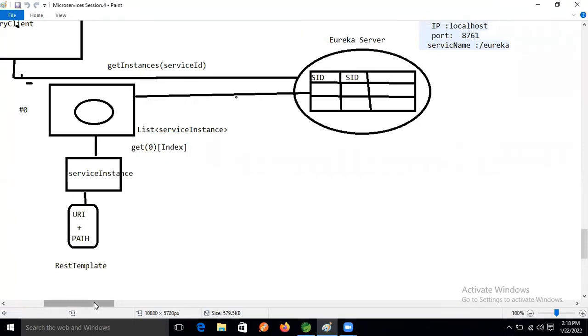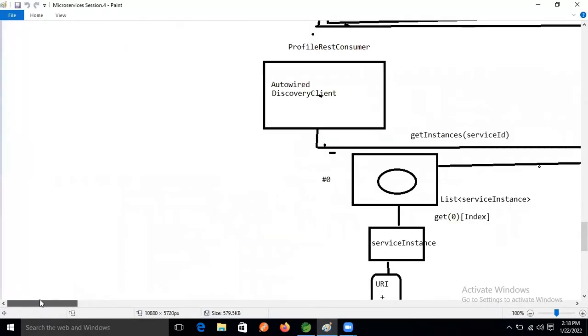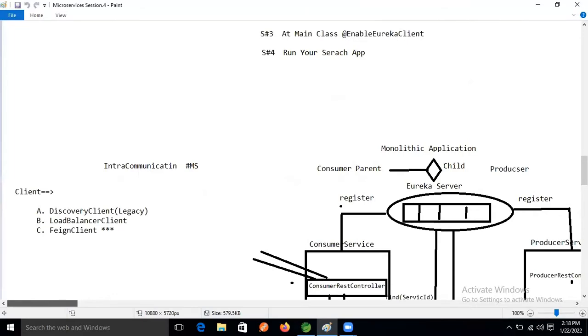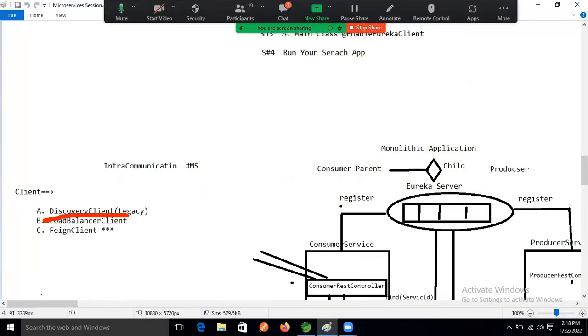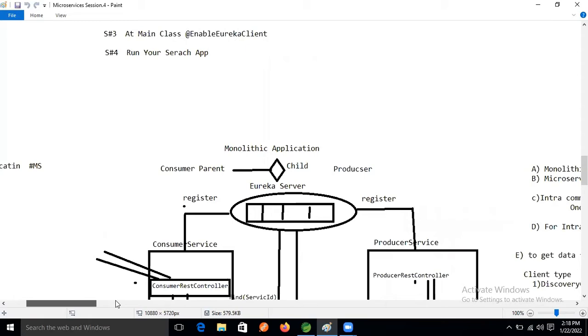But now we are going to learn the load balancer client. This load balancer client will not return a list of instances. This one will return a single instance. This client will return a single instance. It's clear? Single instance. Okay, good.